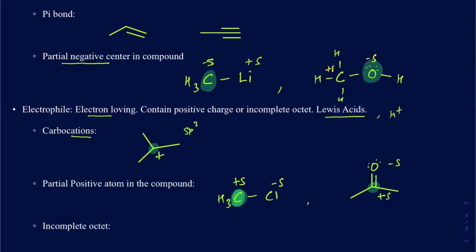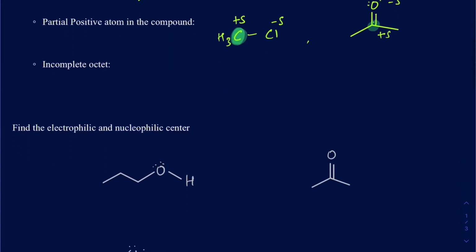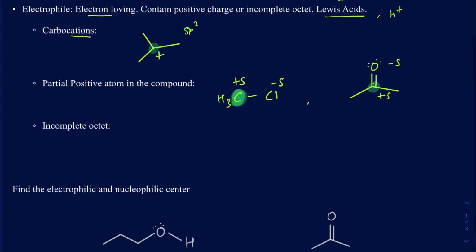Like in the previous case, when it was bonded with the lithium, it acted as your nucleophile because it had either a partial negative charge, or when it's dissolved in the solution, it would have a full negative charge on it. So then what about something that has an incomplete octet?